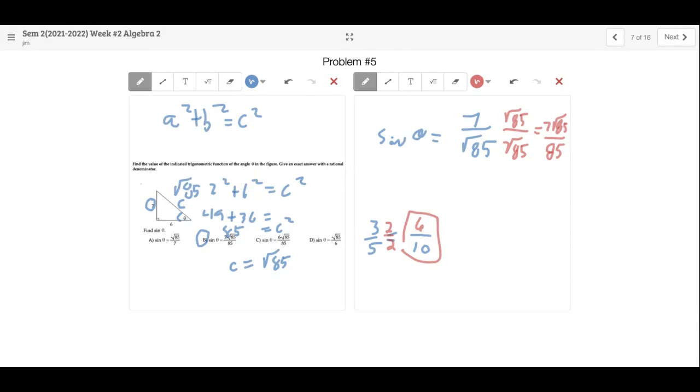That wasn't so hard to get rid of that radical, was it? You just have to realize that if you multiply by the square root of 85 over square root of 85, you're multiplying by 1. That's all you're multiplying by. It doesn't look like 1, does it? But it is 1. Square root of 85 over square root of 85 is 1. 5 over 5 is 1. 10 over 10 is 1. Anything over itself is 1, and we can multiply by that.